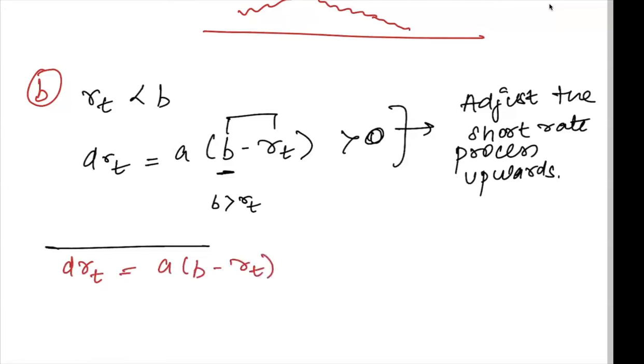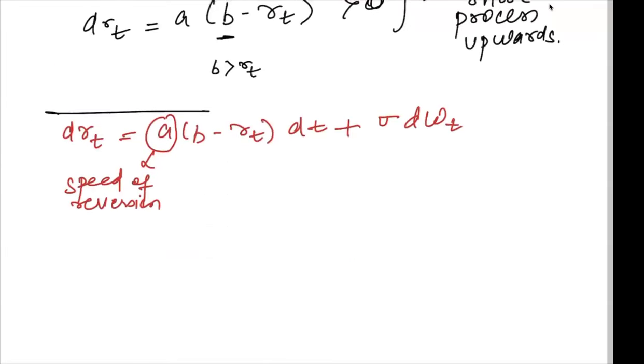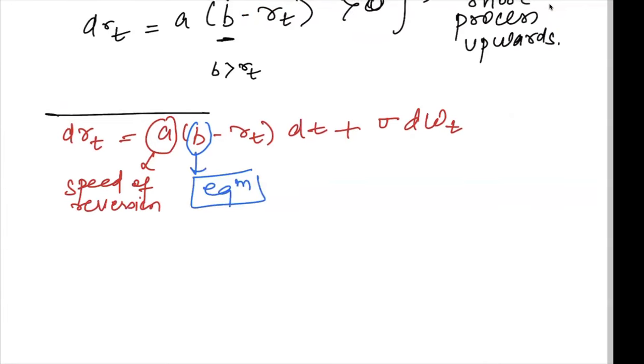So as I said, this whole equation is dRt equals A times (B minus Rt) dt plus sigma dWt. A is the speed of reversion, so how fast it will go back to the equilibrium. B is our long-term equilibrium. I hope you understood how this equation makes sense.